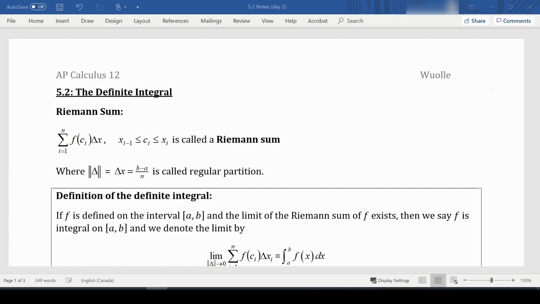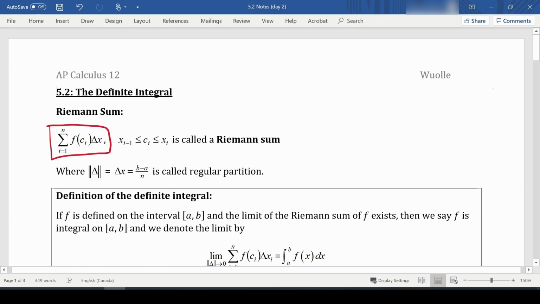Well, we know that the more rectangles there are, the closer we are going to be to the actual area under the curve. And the idea that we have either our number of rectangles approaching infinity or the size of rectangles approaching 0 means that this is called a Riemann sum. So we have here the sum of all of our rectangles.